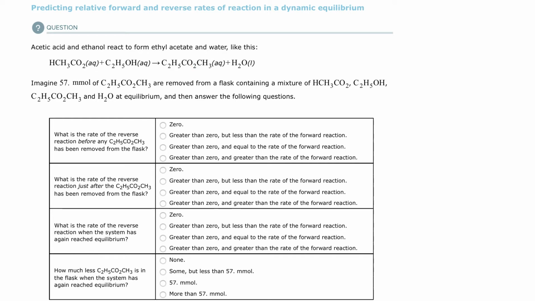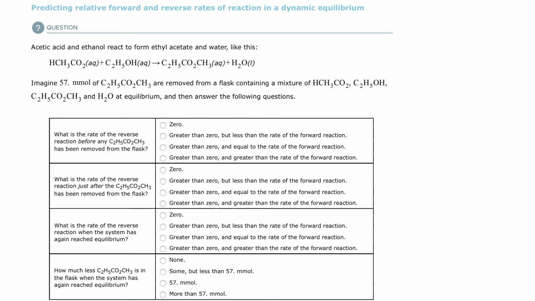That's what it means. And then eventually it reaches equilibrium again, and once it reaches equilibrium again, the rate of forward and the rate of backwards is exactly the same again. All right, I think from that you should be able to answer all four of these questions.